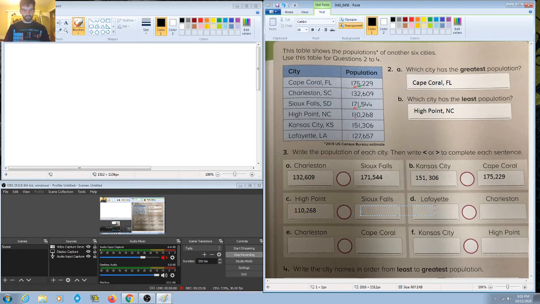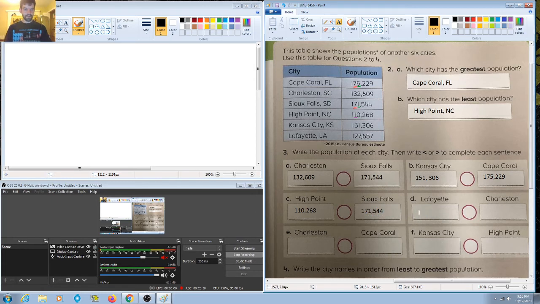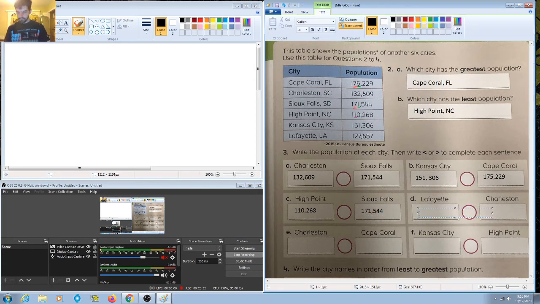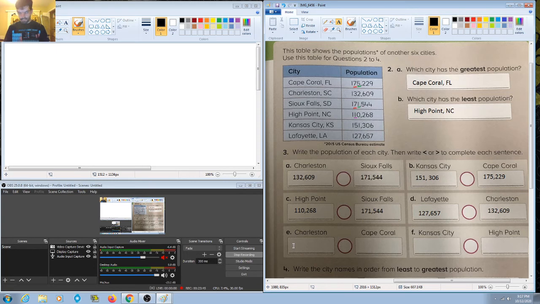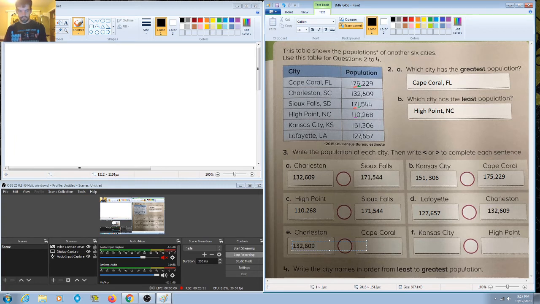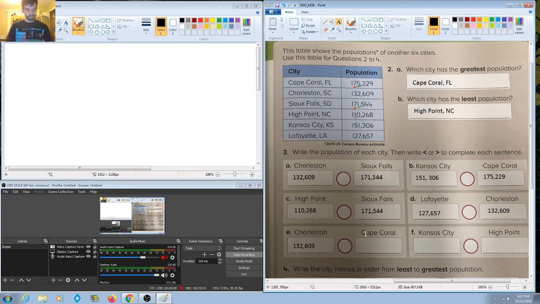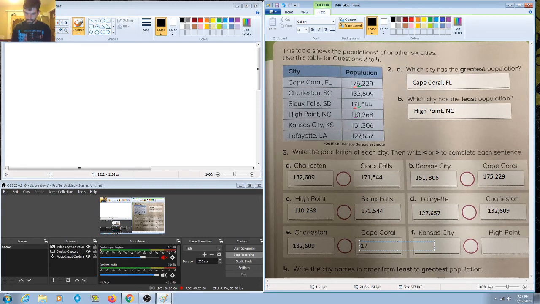Sioux Falls is 171,544. Lafayette is 127,657. Charleston is 132,609. Charleston again is 132,609. Cape Coral is 175,229.